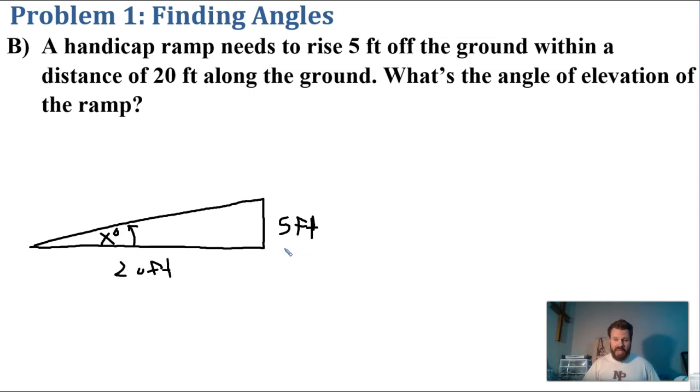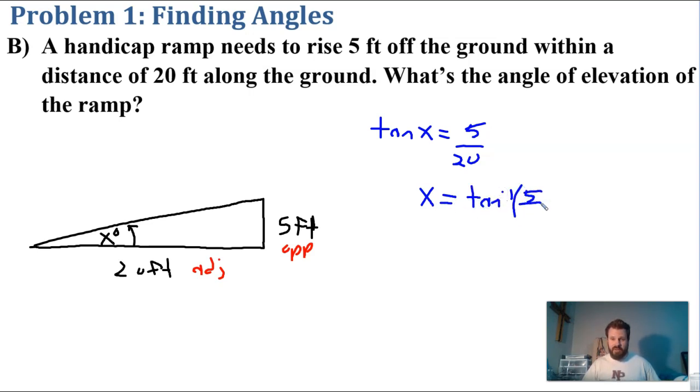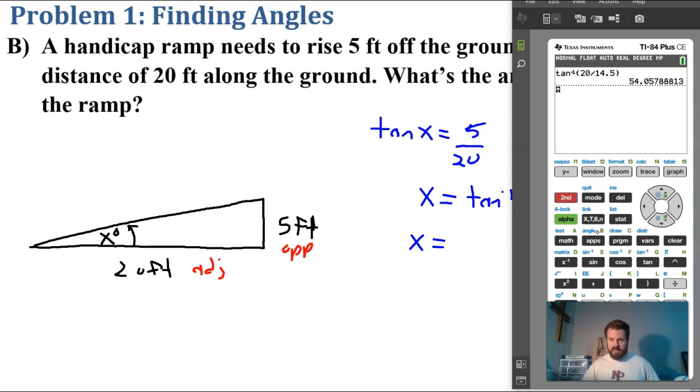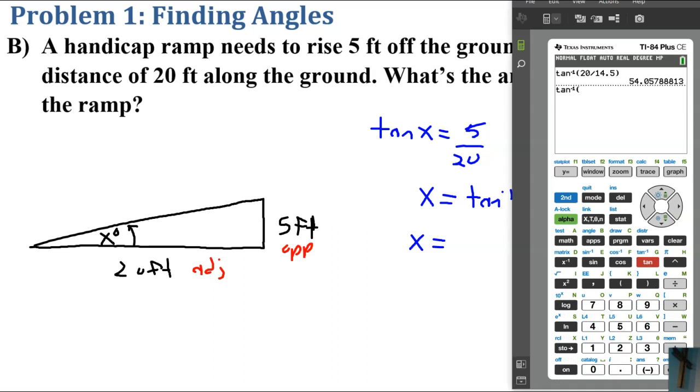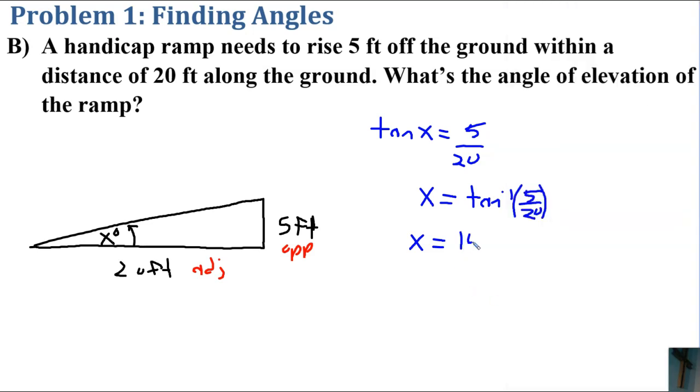Okay, once again, as far as our angle x is concerned, we've got the opposite, we've got the adjacent. That's tangent again. It won't always be tangent, but it is again in this case. So we'll say tangent of x is equal to opposite 5 over adjacent 20. Again, technically we're going to take the tangent inverse of both sides, but I'm just going to rewrite this as x equals tangent inverse of 5 over 20. All right, so x is equal to second tan inverse, 5 divided by 20. Hit enter, and I get 14 degrees. I'll say that makes sense for a handicap ramp. Don't want to be too steep. All right, there we go.